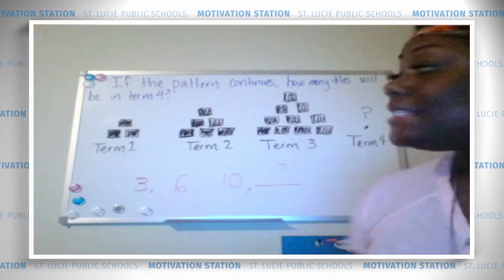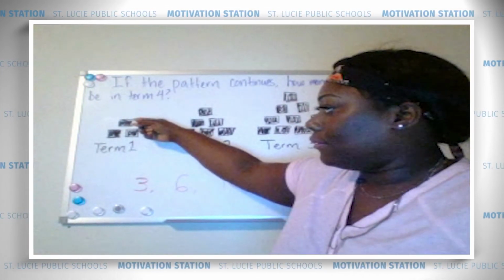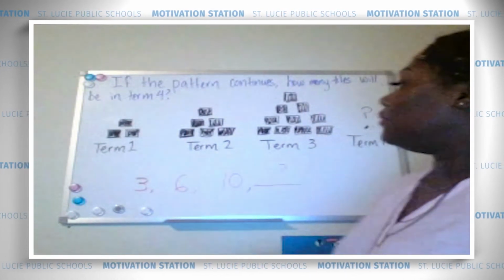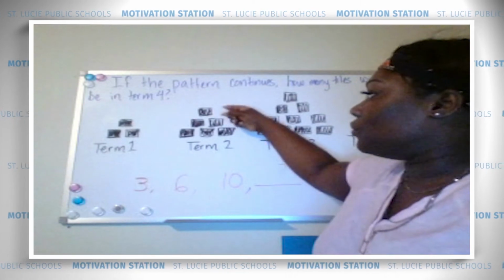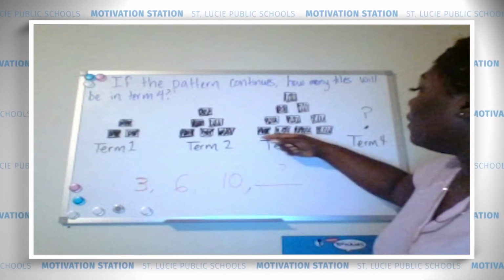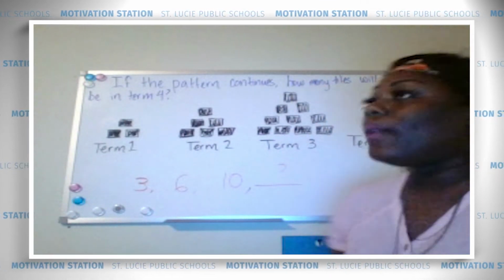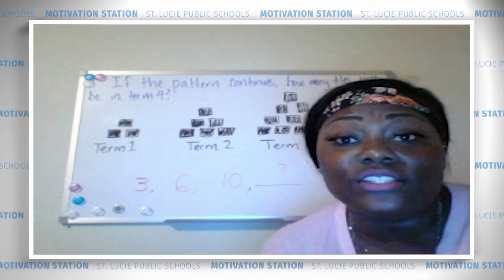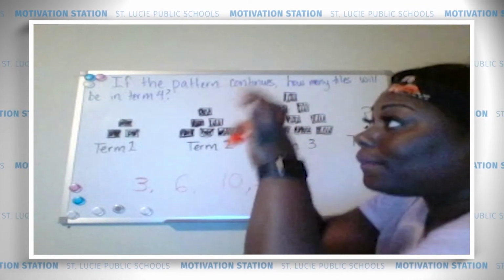Let's go back and take a look at term 1. 2 and then 1. Let's look at term 2. 3 tiles and then 2 and then 1. 3, 2, 1. Let's look at term 3. 4 tiles, and then 3, and then 2, and then 1. Wait a minute. These tiles are starting to look like a pyramid. It's like you're starting on the bottom, and you're going up, up, up.